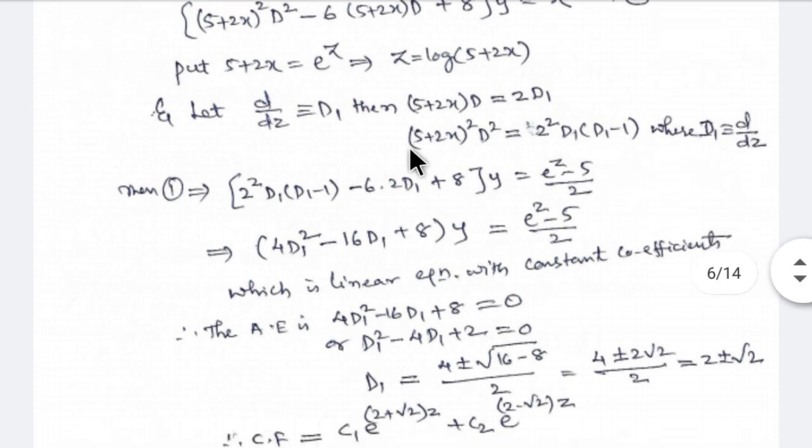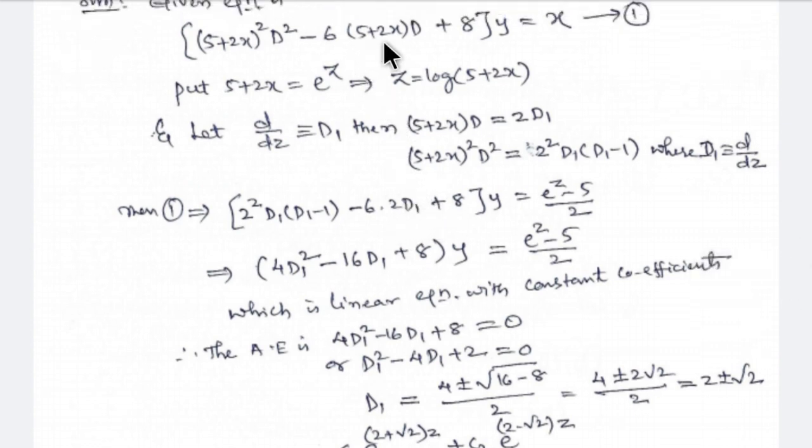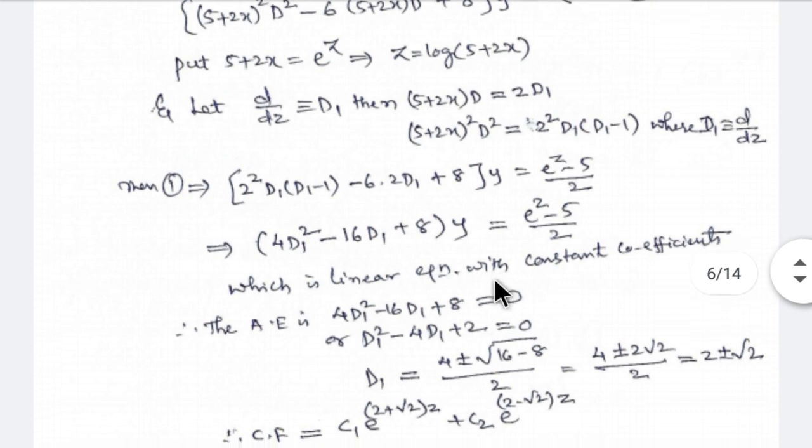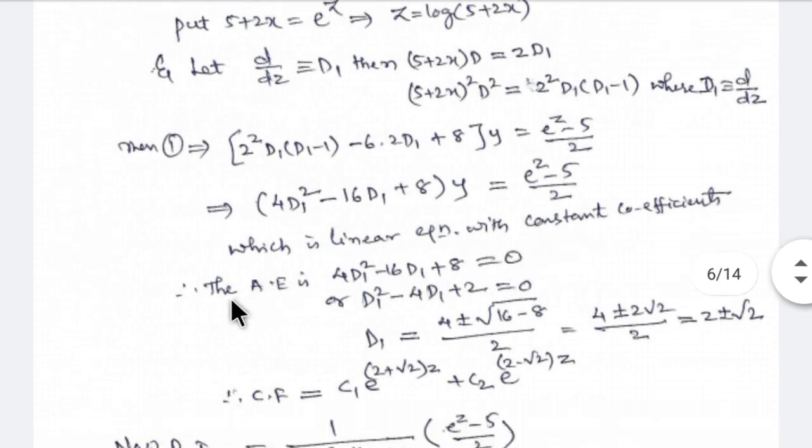So equation 1 becomes 2 square into D1 (D1 minus 1) minus 6 into 2D1 plus 8 into y equal to x on the right side. You find x from the substitution: e raised to z minus 5 divided by 2. After simplifying, (4D1 square minus 16D1 plus 8) y equal to (e raised to z minus 5) divided by 2. This is a linear equation with constant coefficients. Then find the two solutions, the complementary function and the particular integral.